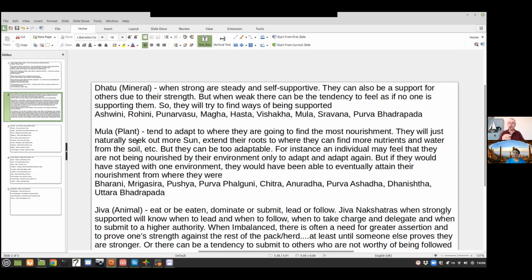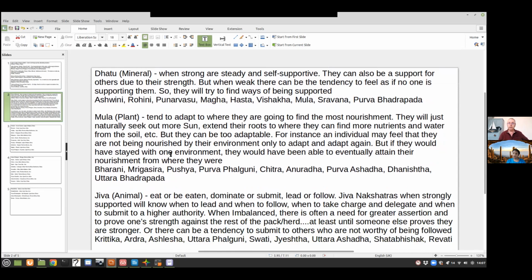But the flower is just going to naturally grow towards the sunlight. But then if you have that sun go behind a cloud, that flower will begin to rectify course and grow towards the stronger source of light. Then the sun will come back out again and it'll adjust and start very slowly growing towards the sun again. So plant nakshatras are very adaptable, and that's a good quality as well. They adapt where they're going to find the most nourishment.